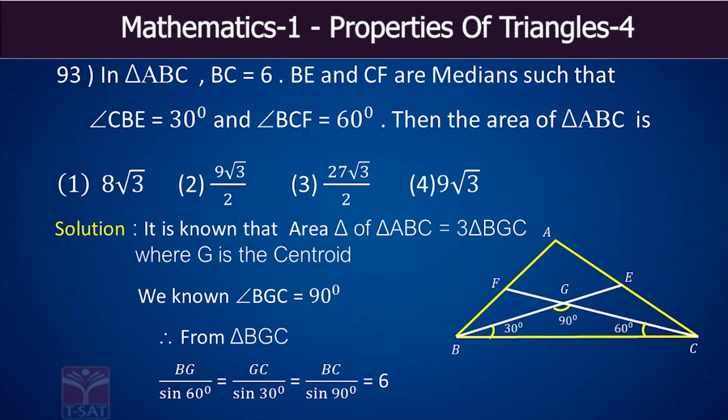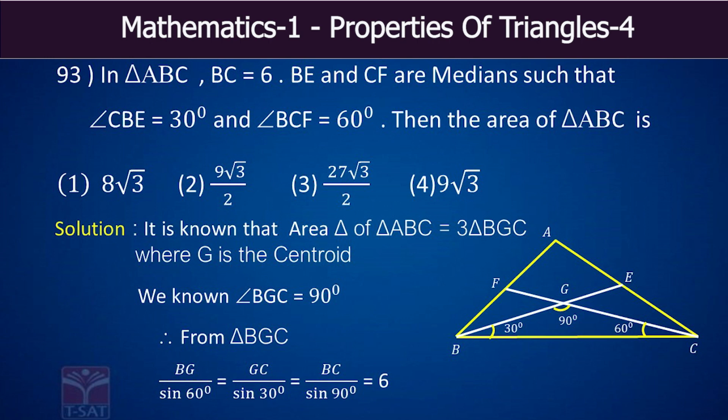So it is known that the area of triangle ABC is 3 times the area of triangle BGC, where G is the centroid. Understand? So for the centroid, the area of the triangle BGC is equal to the area of the triangle AGB, which is equal to the area of the triangle GAC. So now we find the area of the triangle BGC.